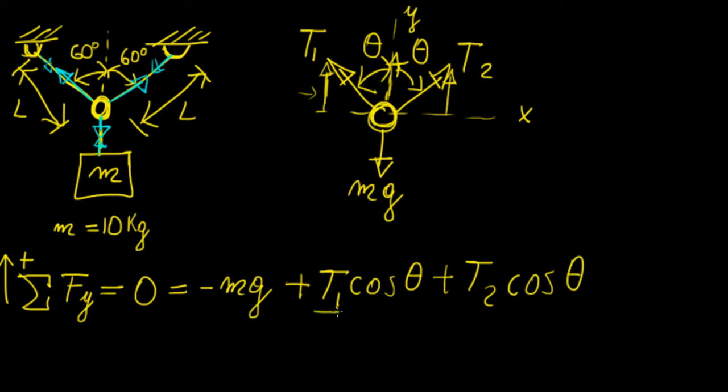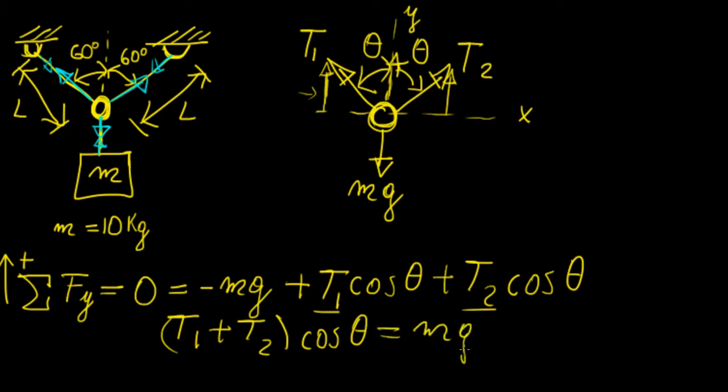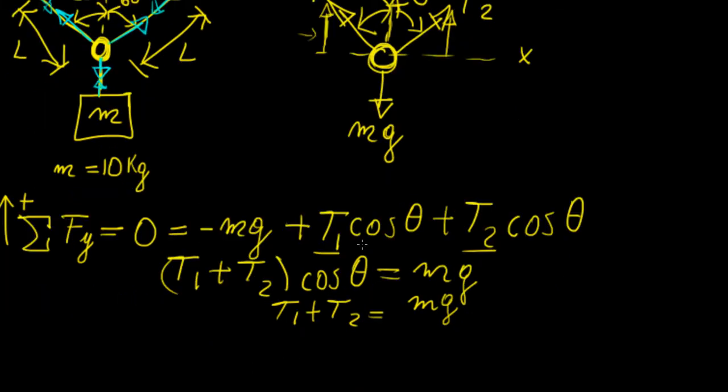So in the end, we want to solve for t1 and t2. Those are the two forces we're interested in solving. So we're going to get the following. Let's write it down this way instead. So (t1 plus t2) times cosine of theta equals mg. Therefore, t1 plus t2 is equal to mg over cosine of theta.